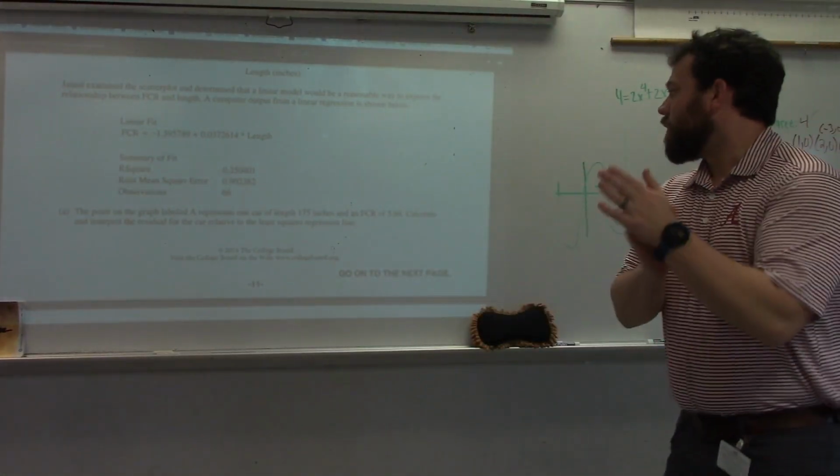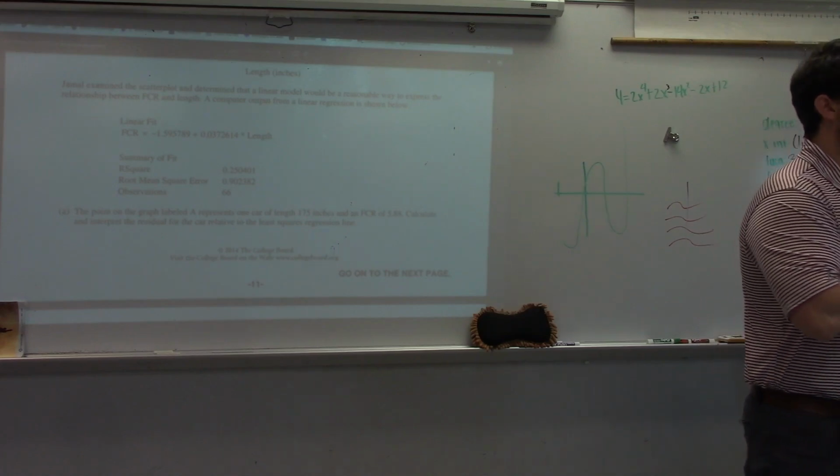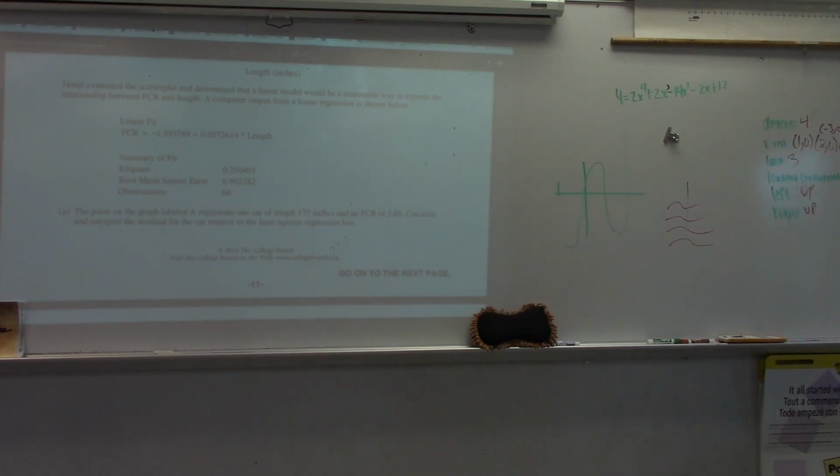So, I think we were good on the residual. We don't need to talk about it, do we? So, Bryson, what's the acronym that helps us remember how to calculate a residual? AP, AP. What does that mean? Actual minus predicted.